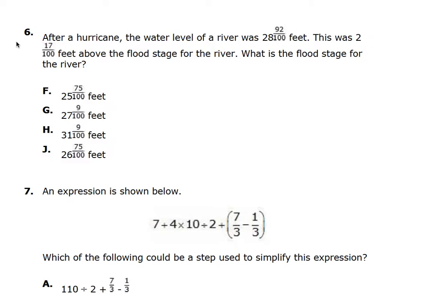The water level was 28 and 9200ths feet. That level was 2 and 1700ths feet above the flood stage. So what does the flood stage have to be?